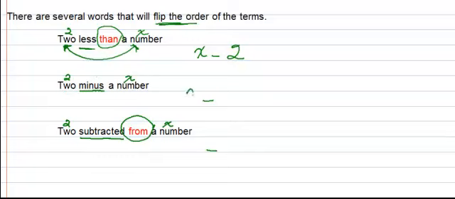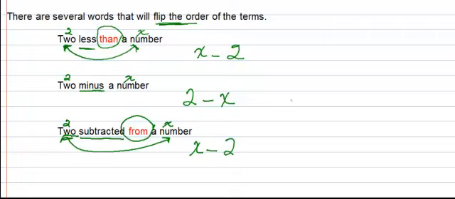So we say 2, there's my minus that we put in there, a number. And then we look at the third one. The third one says 2 subtracted from a number. So again, we have to read this and think about what it's saying. 2 is being subtracted from a number, so the x goes first, and we're doing the x minus 2. So again, this is flipping the order.